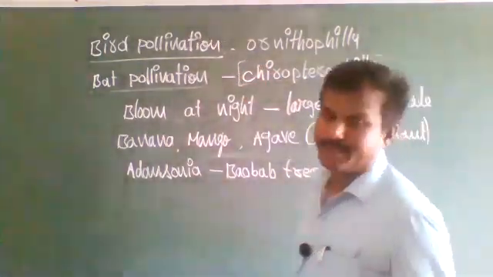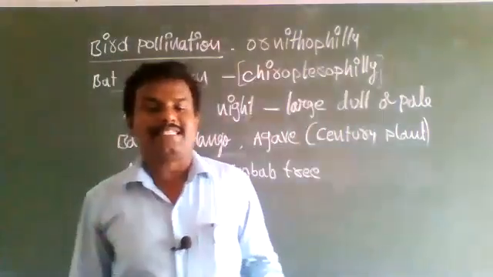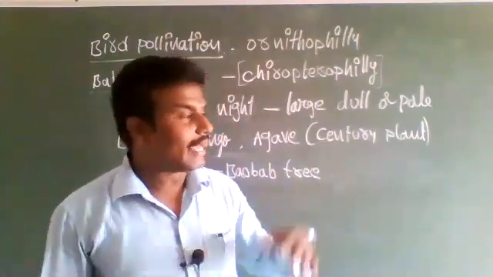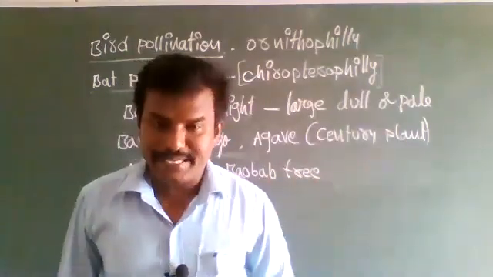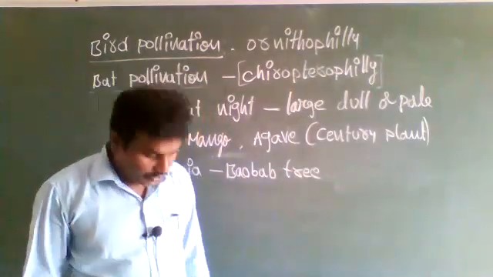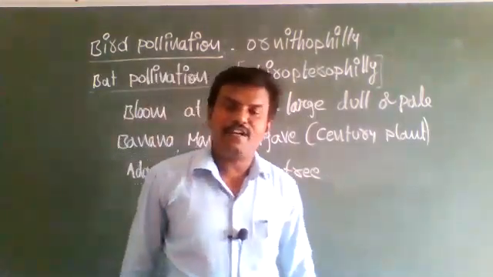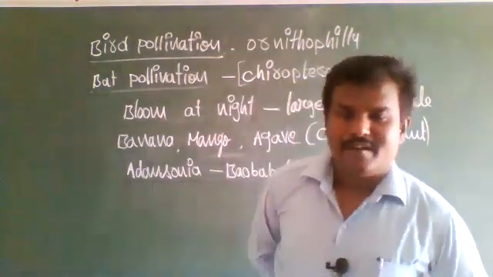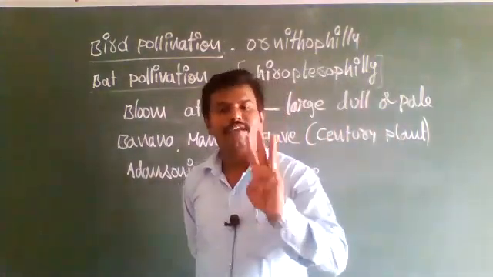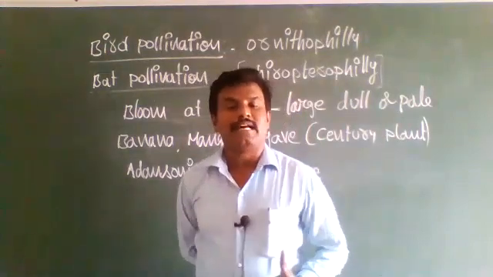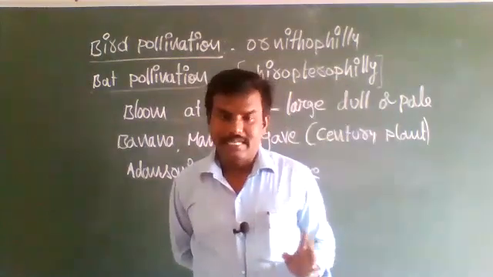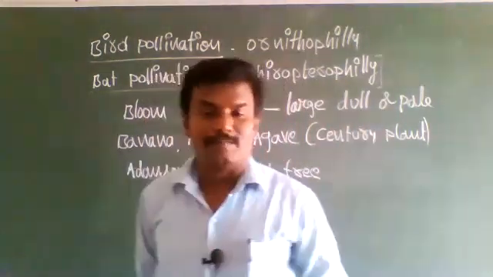Whatever the agents, these are all called agents of pollination. Abiotic agents and biotic agents are very important, especially wind pollination, water pollination and insect pollination. These three are very, very important; compulsorily, they will ask 5 marks or 3 marks questions. Okay, that's all. Next, the remaining two are for the sake of objective questions.